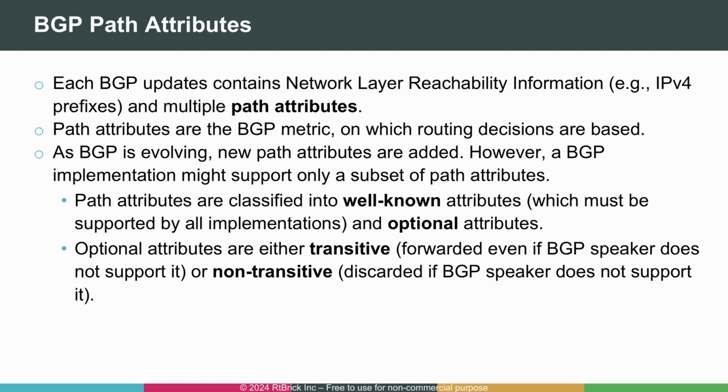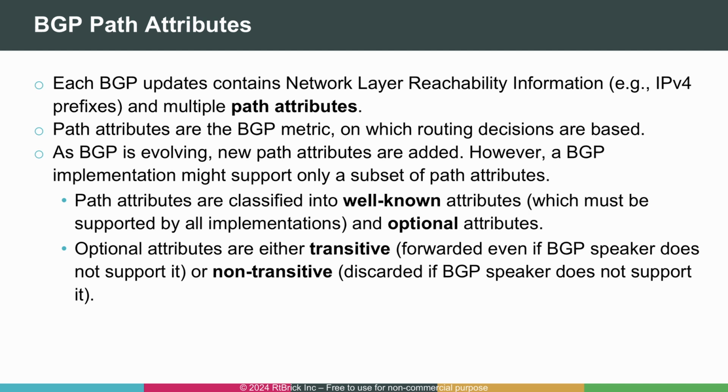If a path attribute is well-known, it must be recognized by all BGP implementations. Otherwise, it is considered optional. A well-known path attribute might be mandatory, which means that it must be included in every update message. Otherwise, it is considered well-known discretionary. Path attributes that are not well-known are called optional. It is not required for a BGP implementation to support all optional attributes.